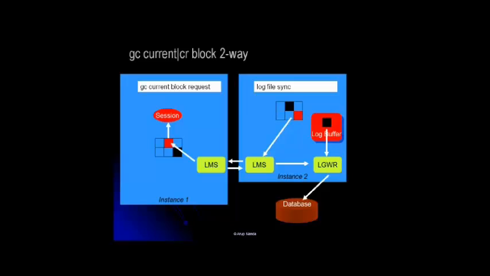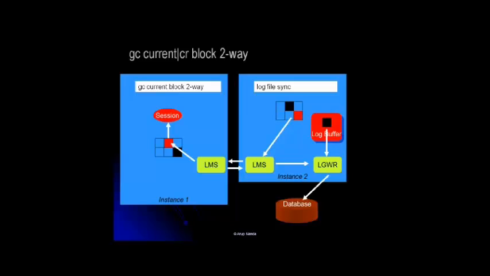All this time, the session which has requested the block is waiting on a different wait event. It's called GC current block 2-way. Remember the previous one was GC current grant 2-way. Grant 2-way simply said, hey, give me the grant to lock the buffer in exclusive mode. Once I lock it, I'm done. I don't have to lock it again.